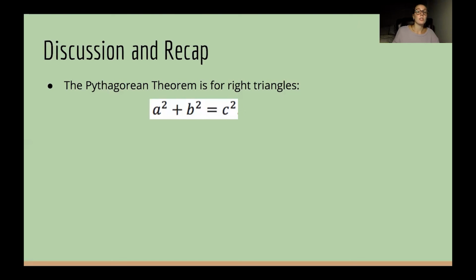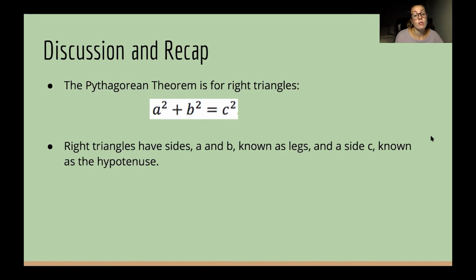But I do want to do a little discussion, another recap. So the Pythagorean theorem is for right triangles. And in order for a triangle to be a right triangle, it has to have one 90-degree angle, and then the other two angles have to add up to 90 degrees, because there are 180 degrees in triangles in general. And the equation we use for our Pythagorean theorem is a squared plus b squared equals c squared.